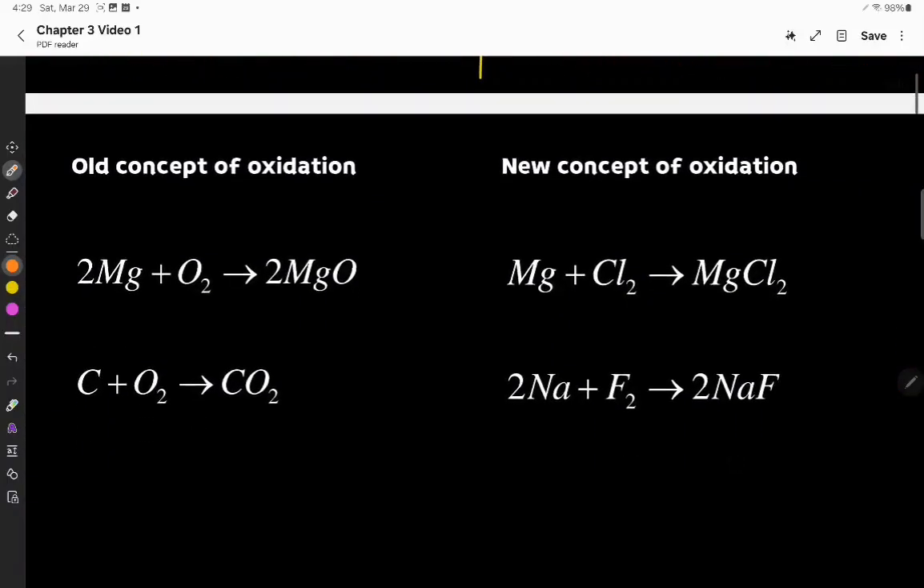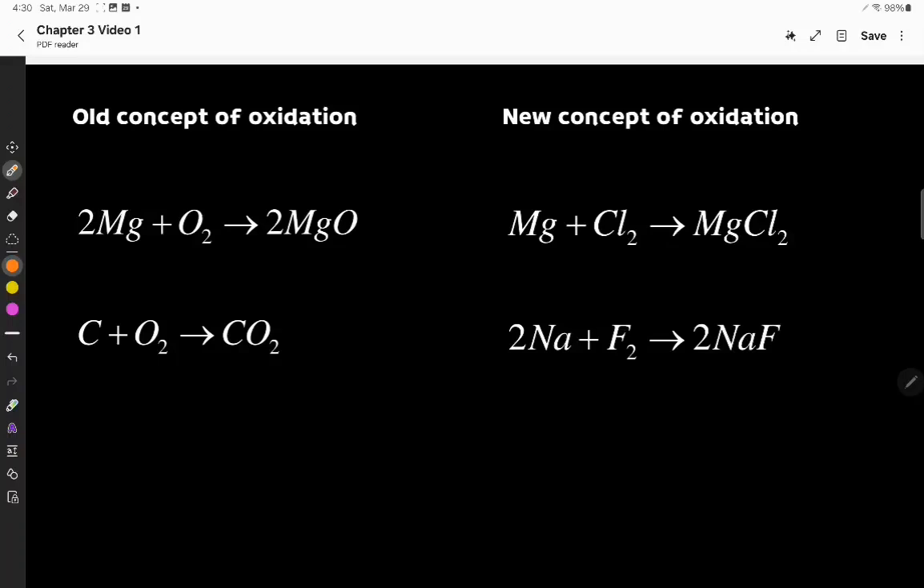Let's see here. When we speak about oxidation and reduction, we have two meanings. If we look at oxidation, it comes from the word oxygen. So we have two concepts of oxidation. We have the old concept, which means to combine with oxygen. When we add oxygen to an element or compound, we call it oxidation. But this is the old concept. Magnesium plus oxygen gives magnesium oxide. This is the old concept of oxidation. Carbon plus oxygen will give me carbon dioxide.